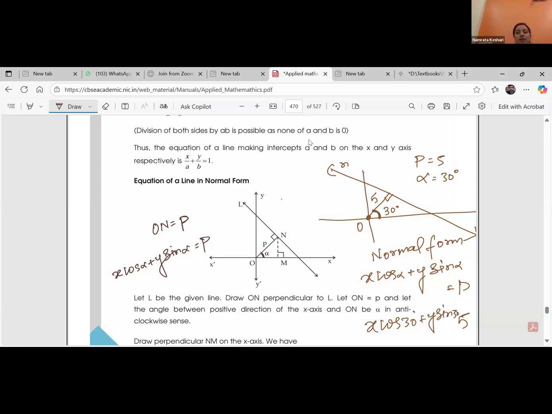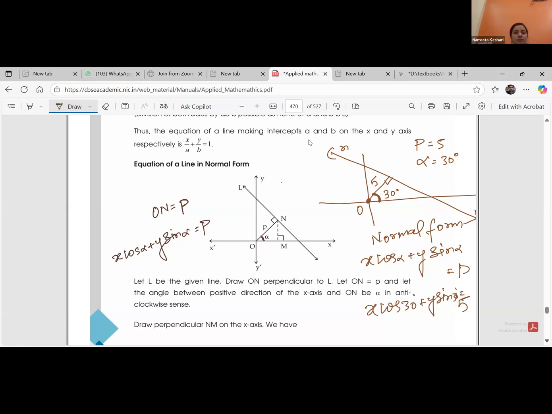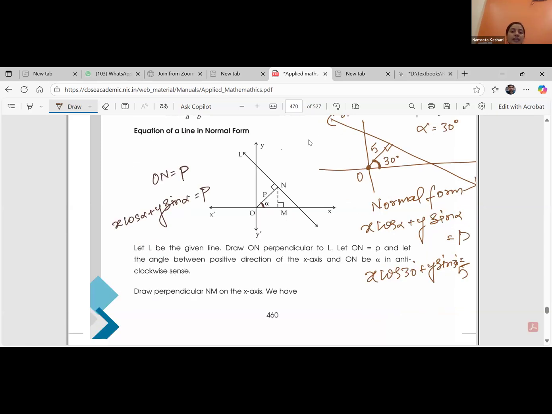is equal to 5. Now you will put the value for cos 30, you will put the value for sin 30, and you will simplify them, and you will get a linear equation in two variables. That is the equation of the line n. Is it clear?